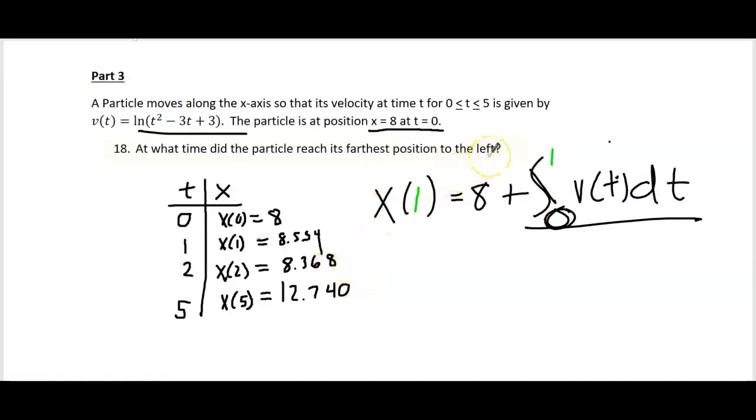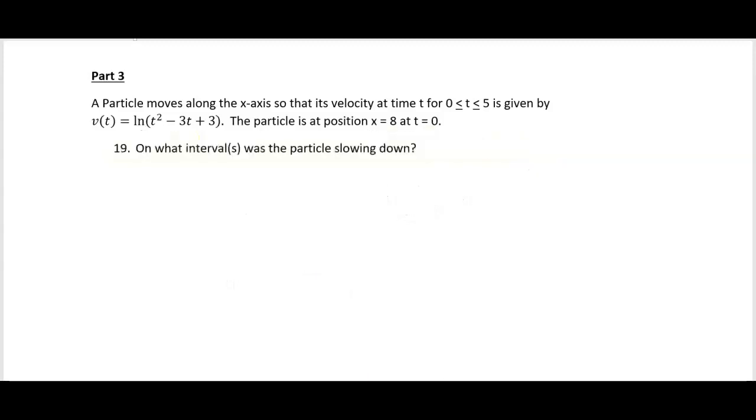And the question is, when is this object farthest to the left? Well, that must be at the very beginning, because all these other numbers are too big. All right. Question 19. Last one for part 3. On what interval or intervals was the particle slowing down? Well, we know that a particle is slowing down when its velocity and its acceleration are opposite signs.